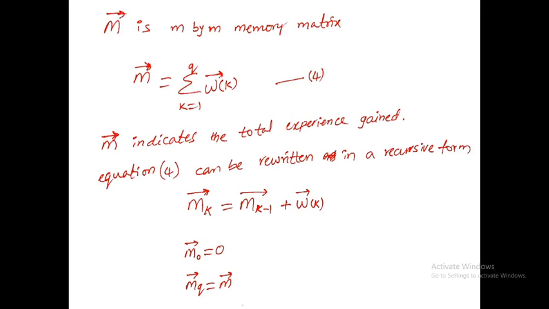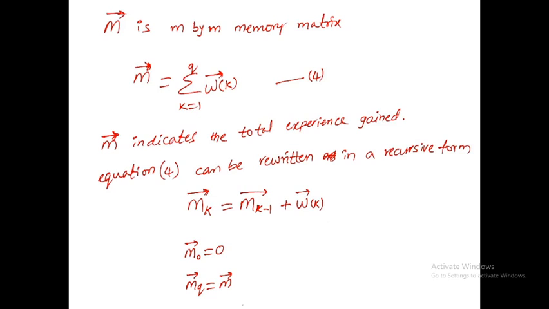total experience gained. Total experience gained means equation 4 can be rewritten in a recursive form: MK vector is equal to MK minus 1 vector plus WK bar. What it represents: let us substitute K equal to 1. The corresponding equation will become M1 is equal to M1 minus 1, that is M0, plus W1. K equal to 1 means M1 is equal to M1 minus 1 from the last third equation. So M1 is equal to M0 plus W0. That means, sorry, W1.